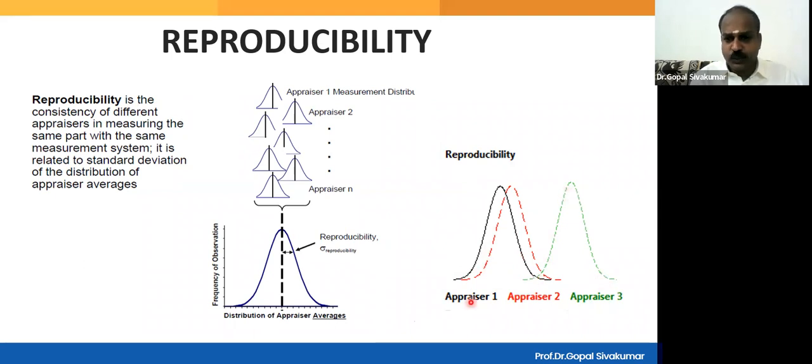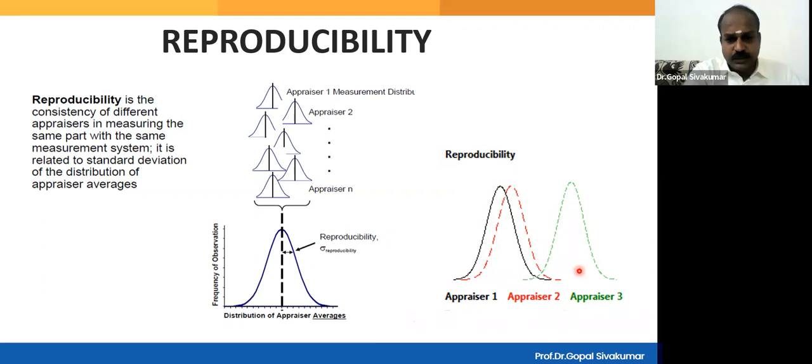Now, appraiser 1 and 2 say the measured value is here. How do I conclude appraiser 1's reading? I consider the average of appraiser 1's readings. The average of appraiser 1 is here. The average for appraiser 2 is here. But the average of appraiser 3 is far away from 1 and 2. That means appraiser 3 is not agreeing with 1 and 2.